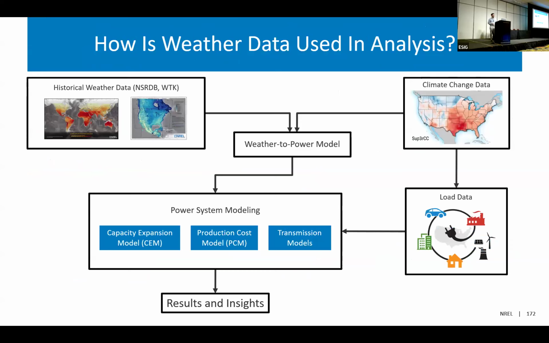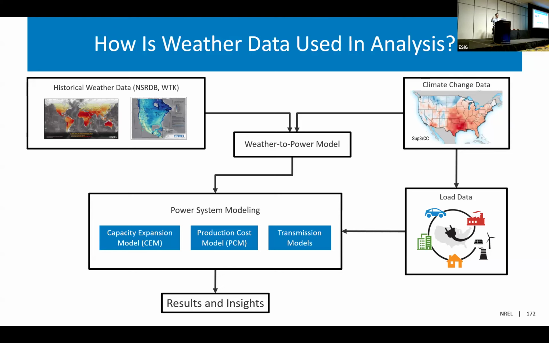So how is that weather data used in the analysis? We typically use the NSRDB Wind Toolkit, which is here on the top left, and we convert that in a weather to power model. We use this model called REV, and we use historical load data, so measured or simulated energy demand. And then we simulate the power system, do capacity expansion to understand how a future grid might look, run production cost modeling to understand how it might operate, et cetera, et cetera.